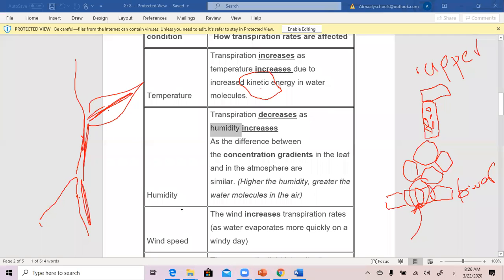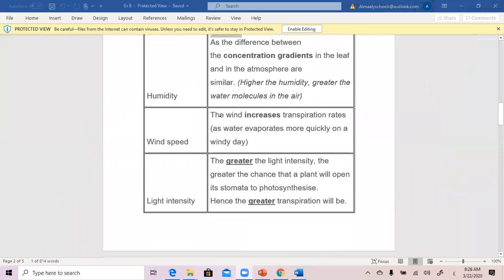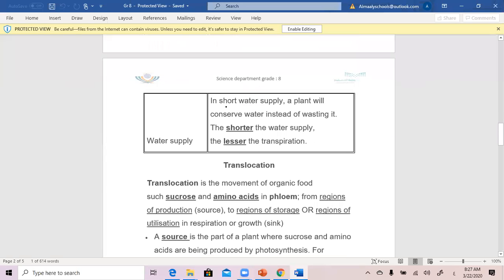The other factor is wind speed. The wind increases transpiration rates as water evaporates more quickly on a windy day. Light intensity: the greater the light intensity, the greater the chance that a plant will open its stomata for photosynthesis, hence the greater the transpiration. After that, we have water supply. With a short water supply, a plant will conserve water instead of wasting it. The shorter the water supply, the lesser the transpiration.